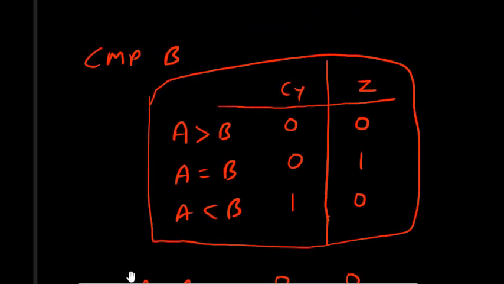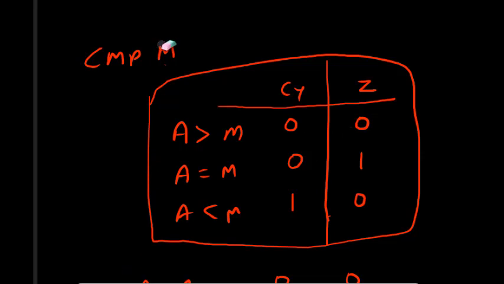Then next is CMP M. CMP M is of course almost similar to this. The other difference is we are comparing the content of a memory location instead of register B. So CMP M is also a 1 byte instruction. It compares the contents of A with the memory location pointed to by the HL register pair, and we get the same conditions.